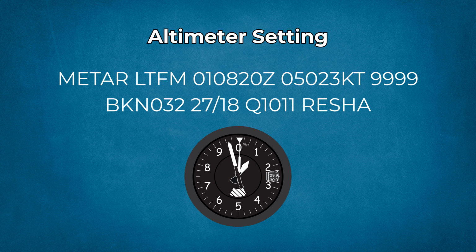Altimeter setting. You will find the aerodrome pressure. The Q is the giveaway, as you'll use it to set your altimeter. The Q will be followed by a 4-digit number. This is a measure of hectopascals. 1011 means 1011 hectopascals. If you set this on your altimeter on the ground at the airport, the resulting reading on the altimeter should give you the height of the airport above sea level.